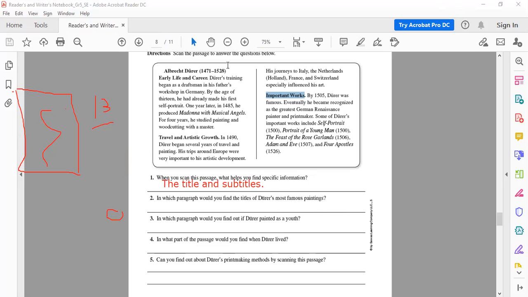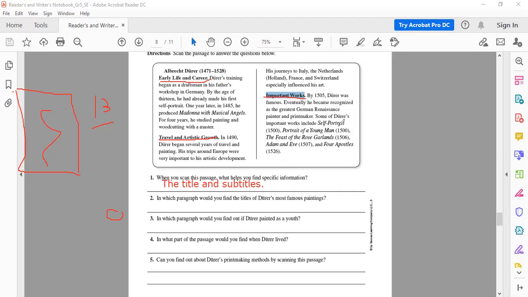Something that can help me to understand what the paragraph is about is to read the subtitle right here. Number three is about early life and career. This is about travel and artistic growth. This is about important works. If I want to know about his famous paintings, I will go for one or two or three. I'll write three.